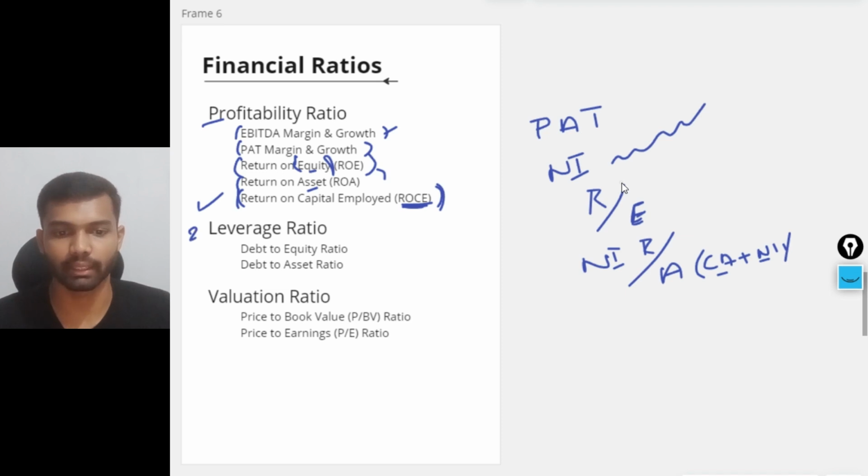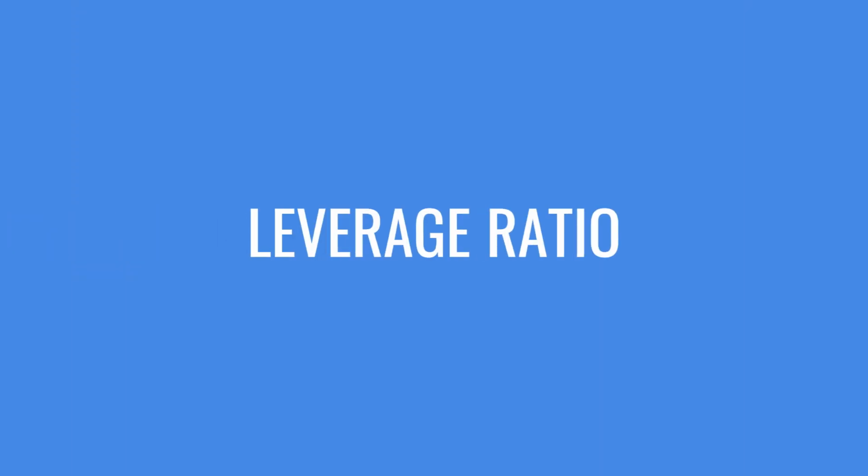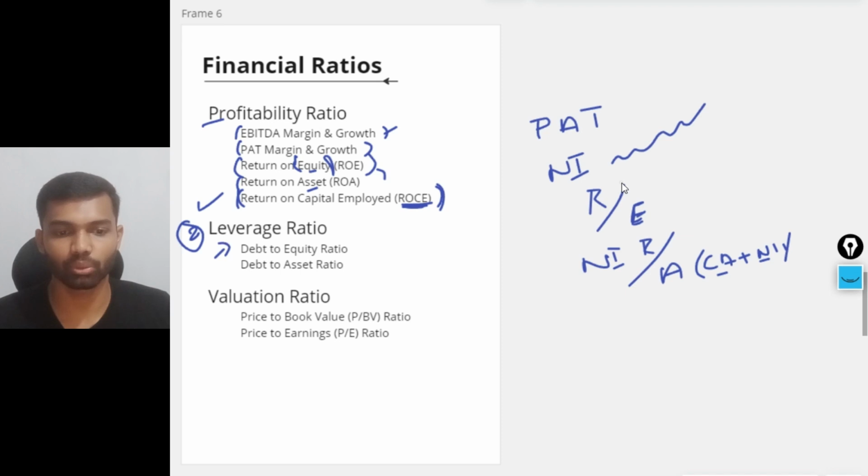Okay, the second ratio we are going to analyze is the leverage ratio, that is debt to equity and debt to asset. Debt to equity is how much total debt the company has divided by the total shareholders' equity. Likewise, debt to asset is how much debt the company has divided by the total assets. The debt to equity and the debt to asset should be lower. That is a good sign for the company.